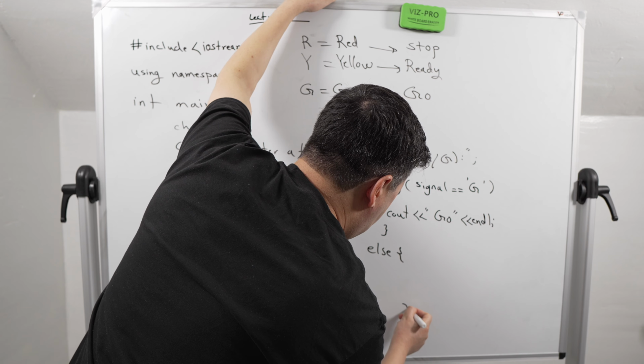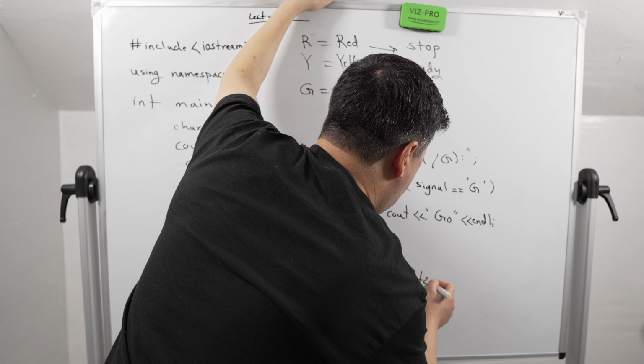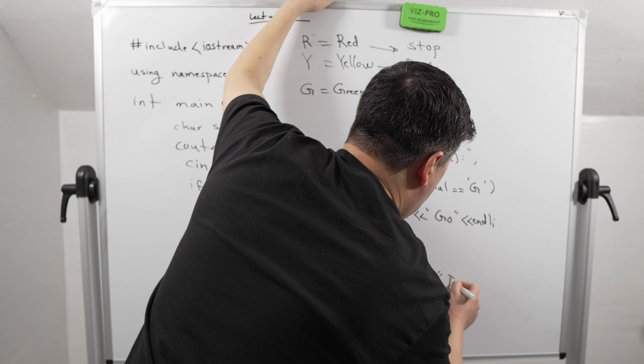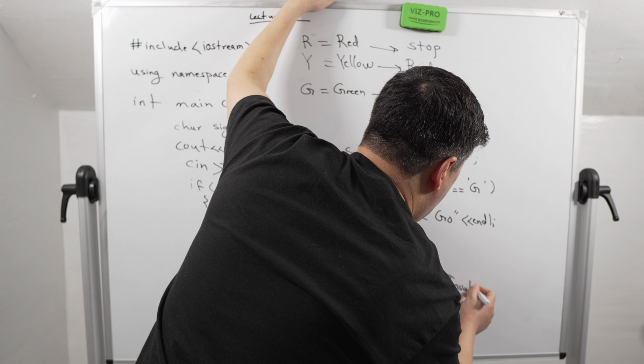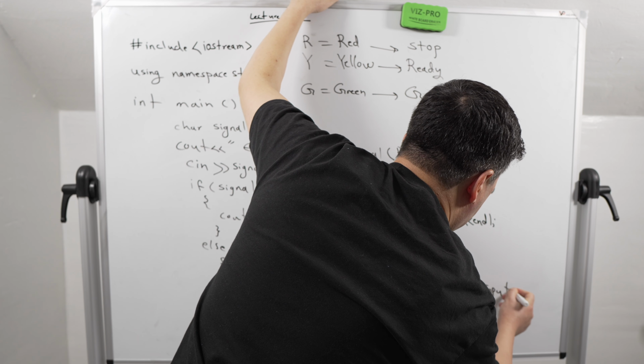Any other character entered by the user, we see out "invalid character, invalid input" in quotation marks, and then we have endl, which is a new line. So this is a program which checks traffic signals.